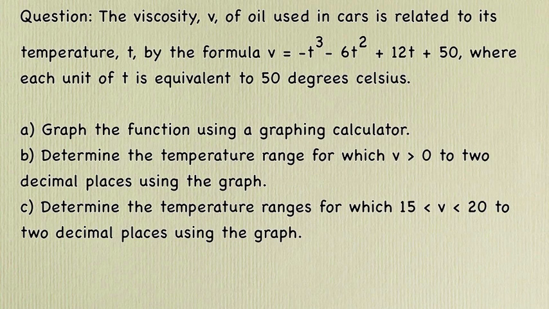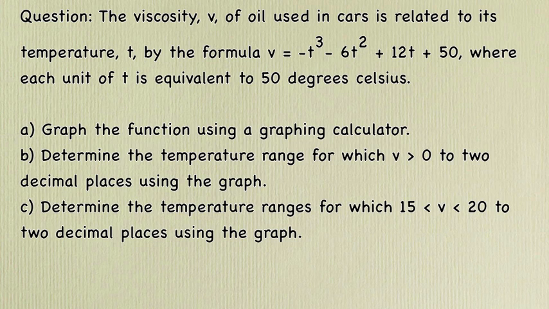The question is: the viscosity V of oil used in cars is related to its temperature T by the formula V equals negative T cubed minus 6T squared plus 12T plus 50, where each unit of T is equivalent to 50 degrees Celsius. This is a three-part question and is based mainly on the use of an application called Desmos, which is a graphing calculator.